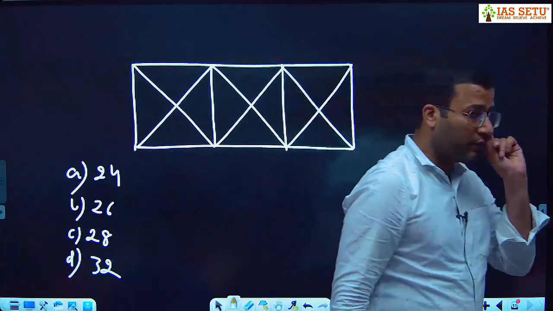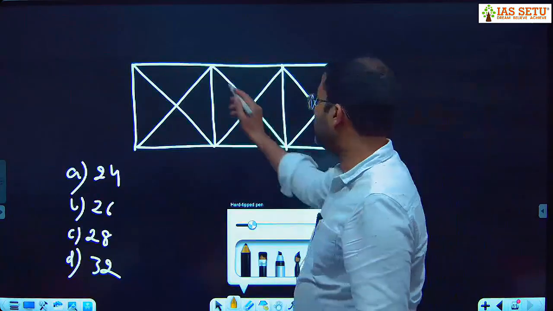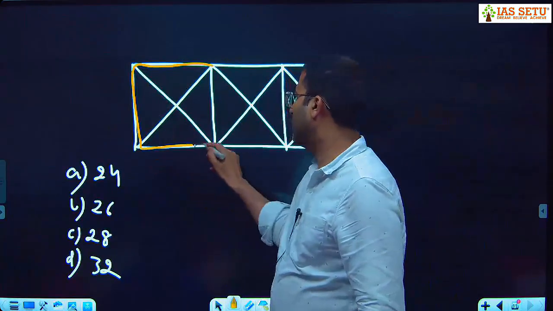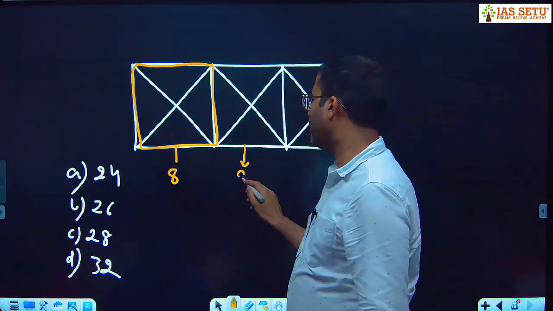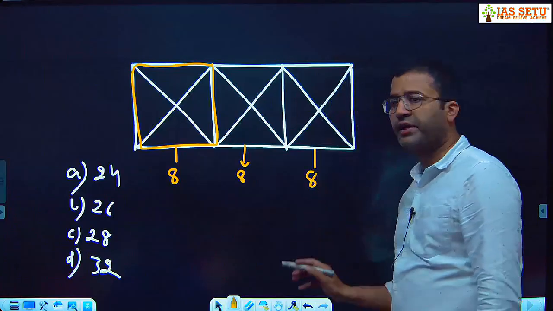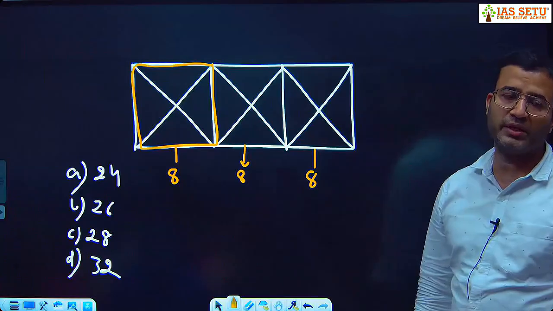Some students, what they think is this block gives 8 triangles. Similarly, this block gives 8 triangles. This also gives 8 triangles. Okay. And they mark the answer 24, 8 plus 8 plus 8.